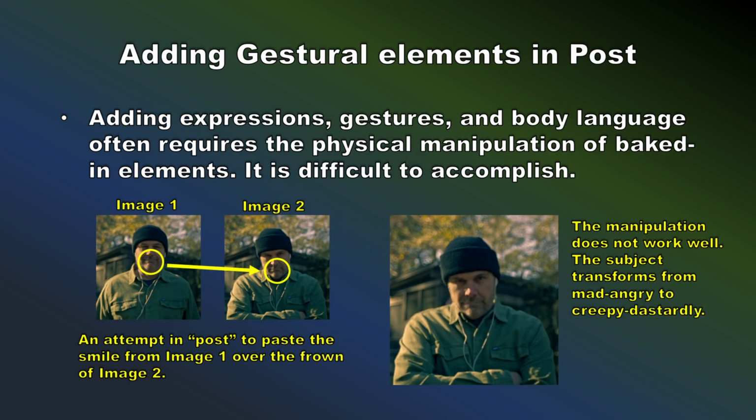So, talking again about adding gestural elements in post. Here is a picture of me, and let's say I was smiling in one image, and I had my arms crossed in another. But I wish that I was smiling in image number 2 also. So I spent some time in Photoshop, cutting the smile from image 1 to paste it over the frown of image 2, and so we end up getting image 3, and so you see the smile in image 1. It is the same exact smile that you see on the image on the far right.